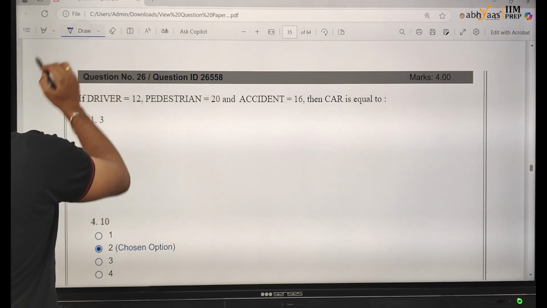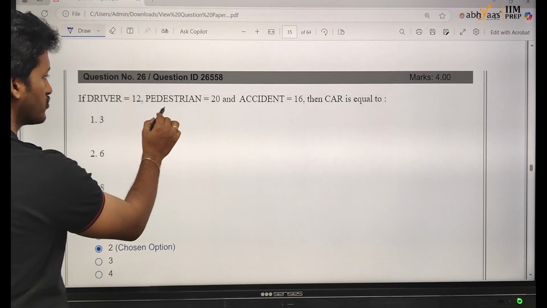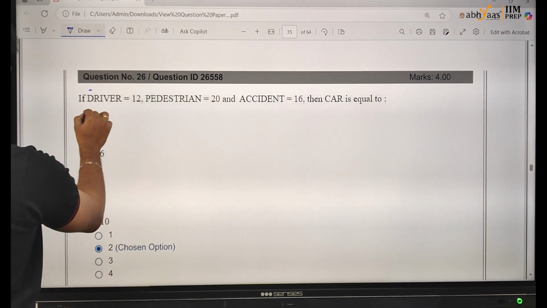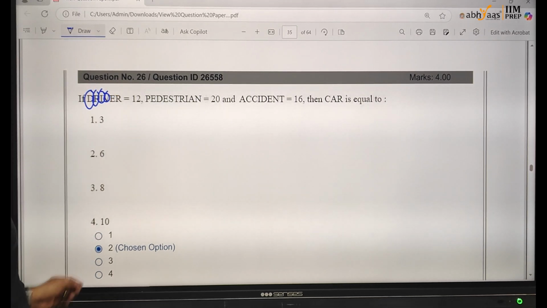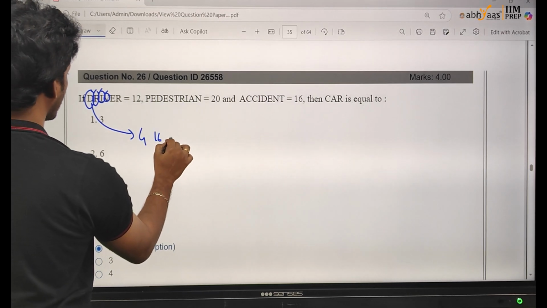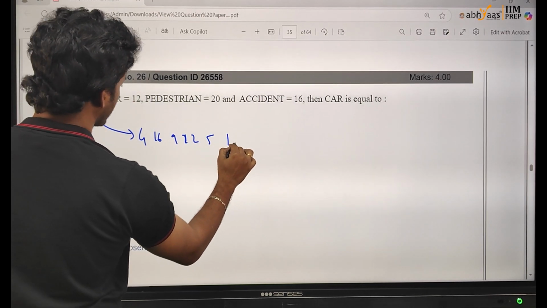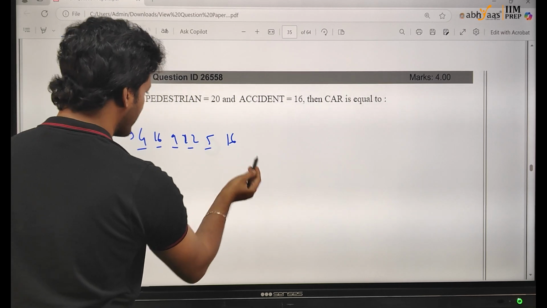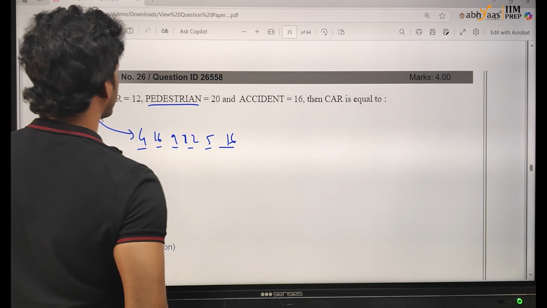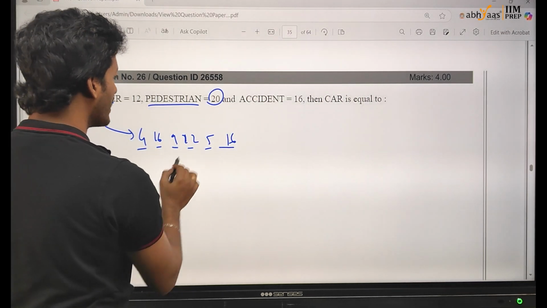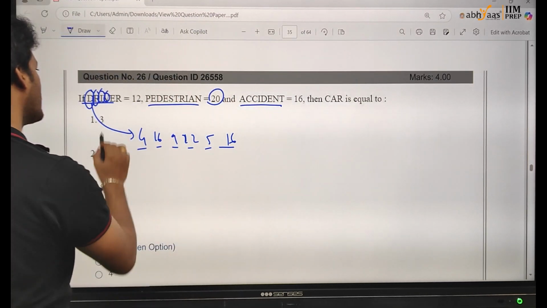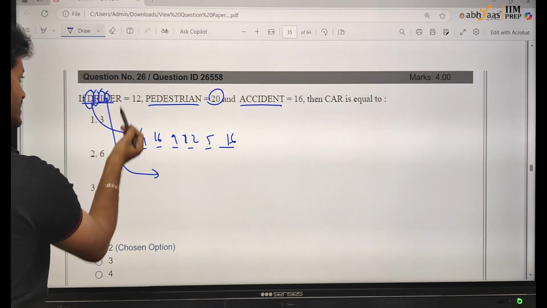And coming to this, it is a little bit tricky. So driver is coded as 12, pedestrian is coded as 20, accident is 16. Then car is equal to? If you go through the ranks of each letter, it is not the right approach, because you can see it is 4, 16, 9, 22, 5 and 16 again. So if I add or multiply or subtract, I cannot get 12. So I cannot decode this. Let's go for pedestrian. Even this is the same case. I cannot get 20. Even if I take the ranks from the reverse order, it is not possible. But the only logic here is, how many letters are there in this word?